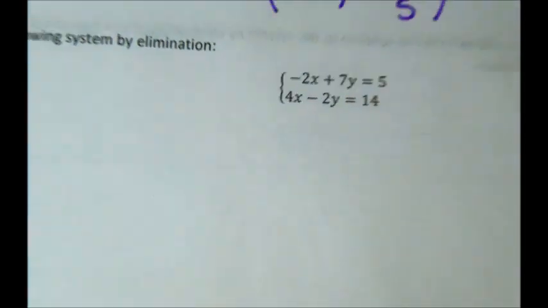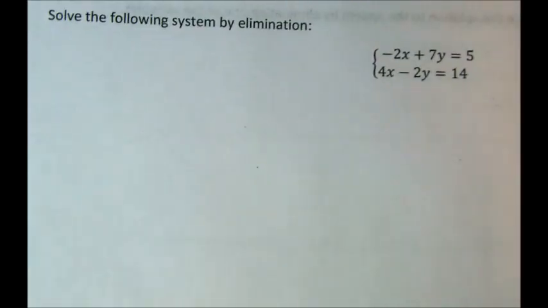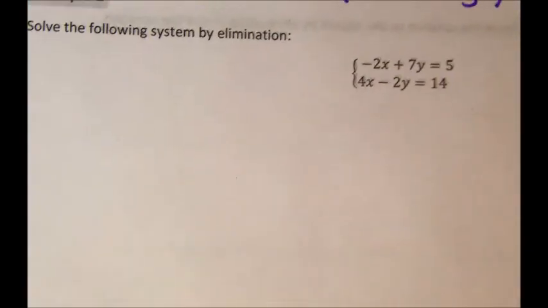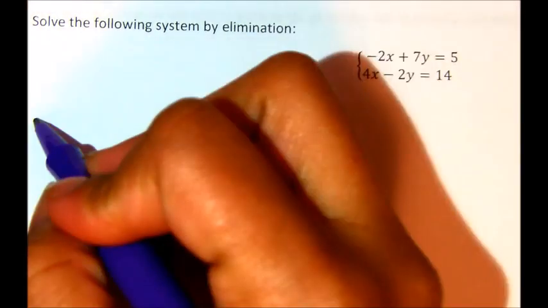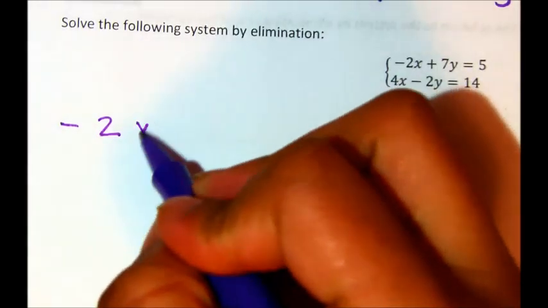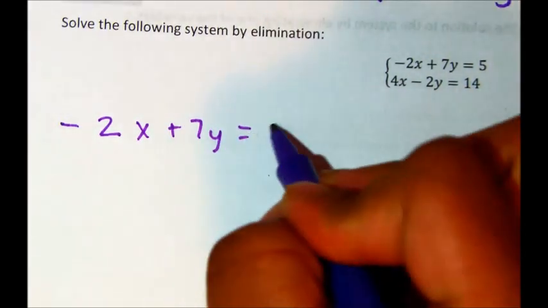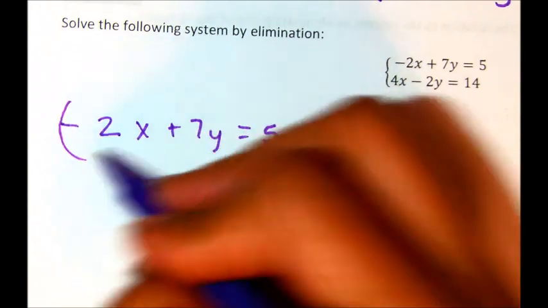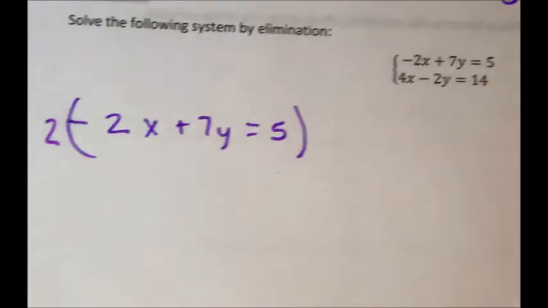Example number 2 asks us to solve the following system by elimination. And this example is not as obvious which variable to eliminate, but it'll become more obvious as soon as we multiply the first equation by 2. So let's do that. We're going to take our first equation, negative 2x plus 7y equals 5, and I'm going to multiply the entire equation by 2.